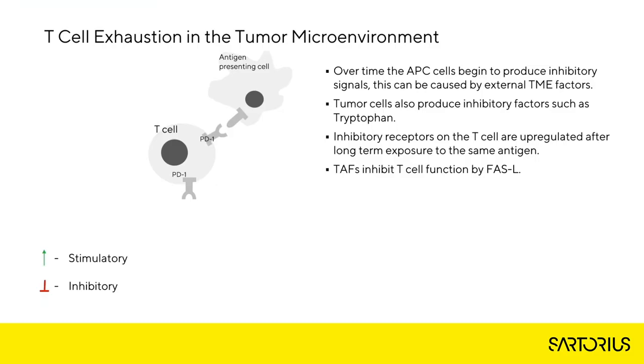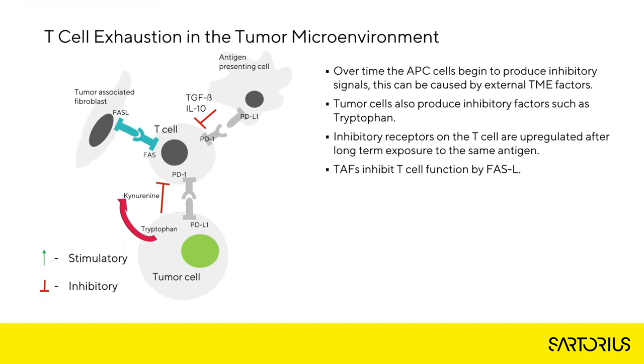Over time, antigen-presenting cells begin to produce inhibitory signals. Tumor cells also release inhibitory factors into the tumor microenvironment, such as tryptophan. Other cells in the tumor microenvironment, such as tumor-associated fibroblasts, inhibit T-cell function and activation via Fas ligand. Accumulating inhibitory signals and long-term exposure to the same antigen cause increasing inhibitory receptors to be present on the T-cell. These include PD-1, LAG-3, CTLA-4, Fas, TIM-3, and many more.